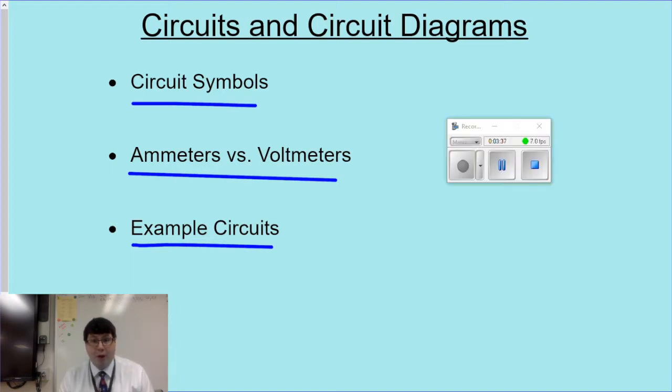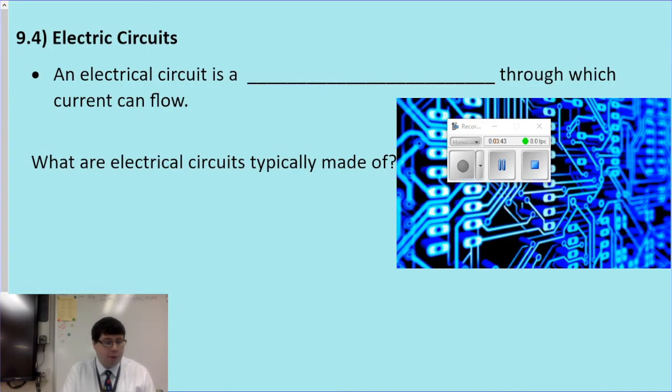Now, before we go too far, let's develop a rigid definition of what an electrical circuit is so we can see how these components play a role. An electrical circuit is a pathway through which current can flow. And as you can imagine, this pathway can really consist of anything. I want you to really think of this question here. What are electrical circuits typically made of?